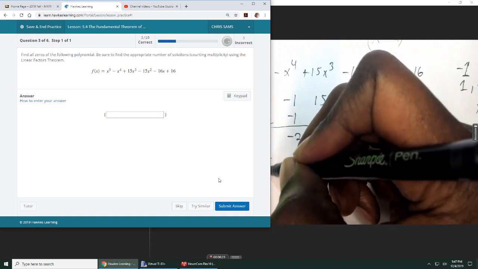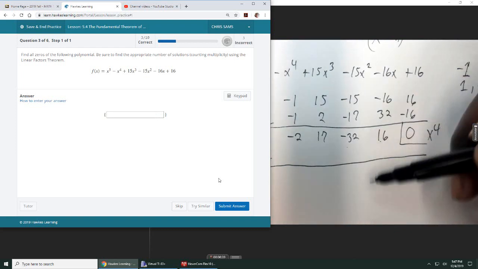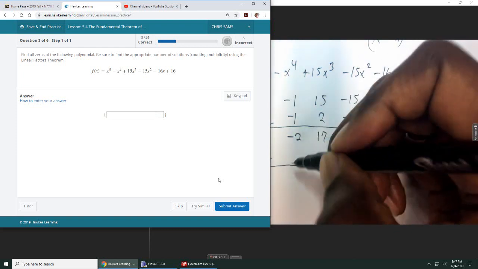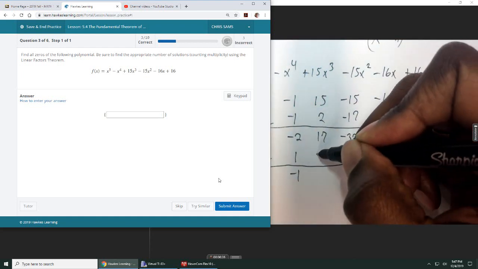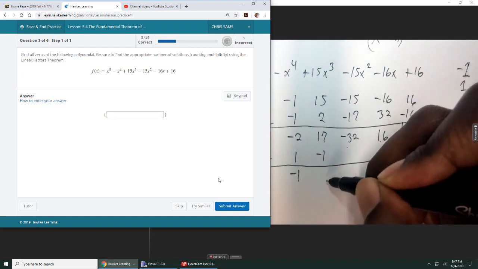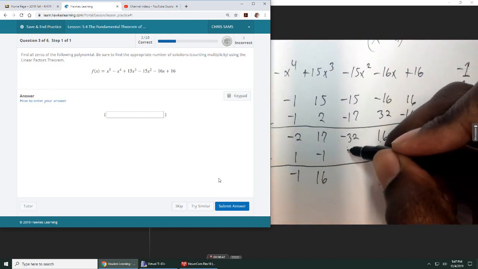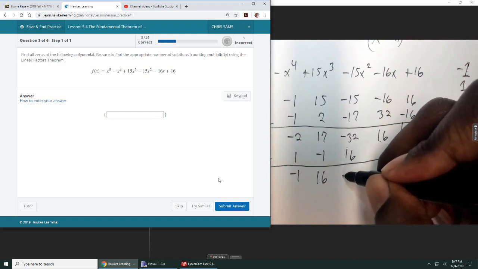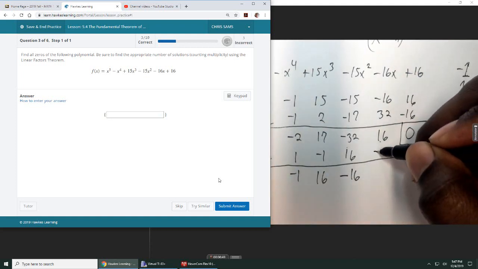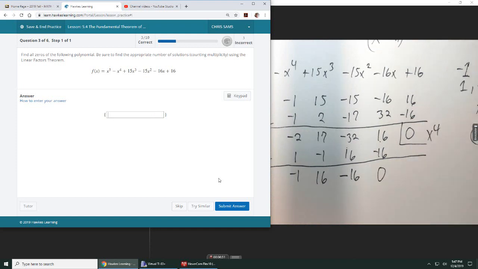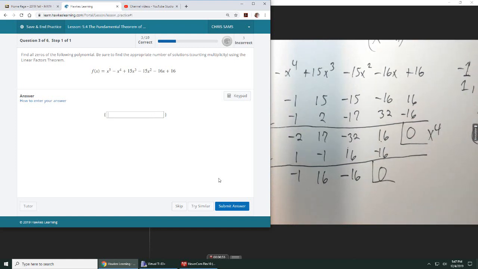Bring the first term straight down. And you can only do this if you end up with a 0. You can continue going. So 1 times 1 is 1. Combine these two, we get a negative 1. 1 times negative 1 is negative 1. Combine these two, we get positive 16. 1 times 16 is 16. Combine these two, we get a negative 16. And then 1 times negative 16 is negative 16. Combined, we get a 0. Okay, so again, we end up with a 0, so that does mean 1 works.